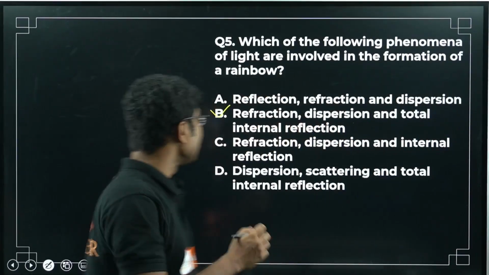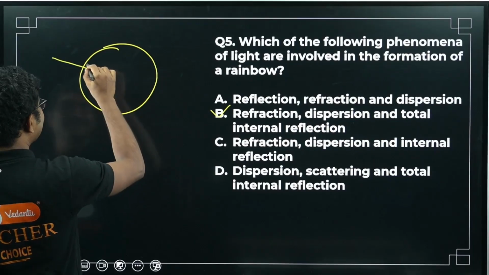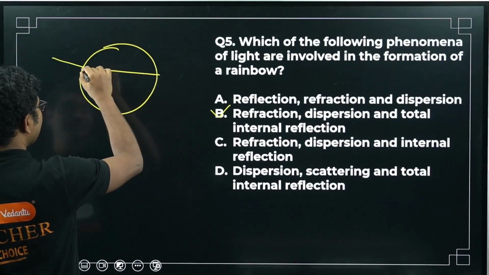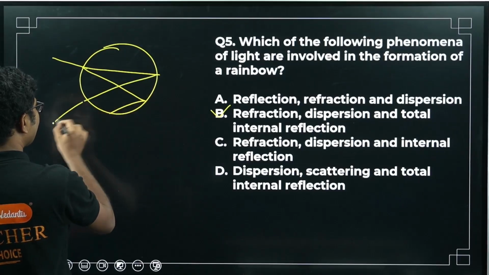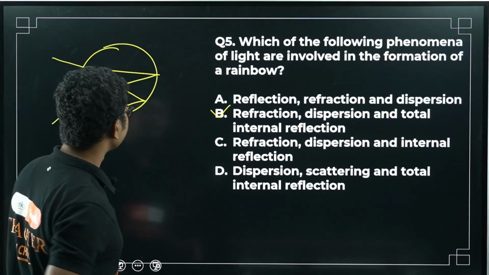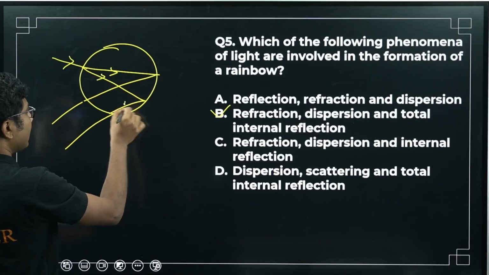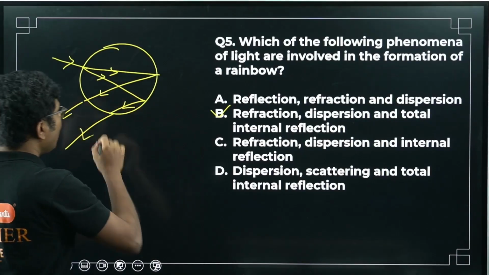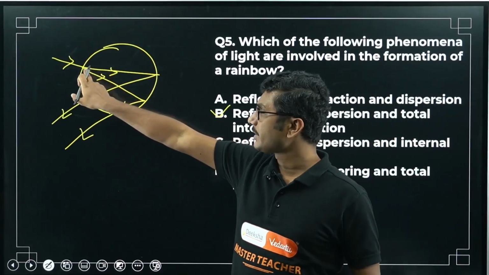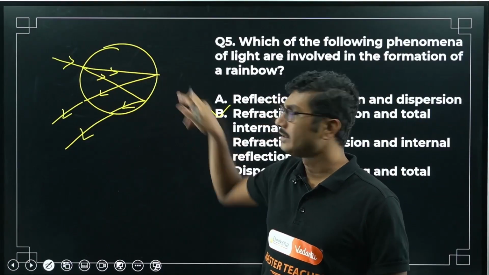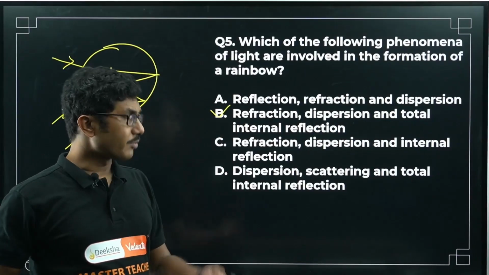If you remember, inside the water droplet, the white light enters, then it starts dispersing, then once it has dispersed, it gets totally internally reflected, and then the light comes out so that we can see the beautiful rainbow, right? So this is the path of the light inside the water droplet. It not only involves refraction, this stage is refraction, then this is dispersion, then this is total internal reflection. So all these three parts are involved. So the correct answer is option B.